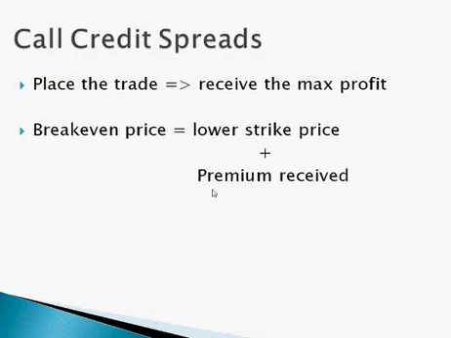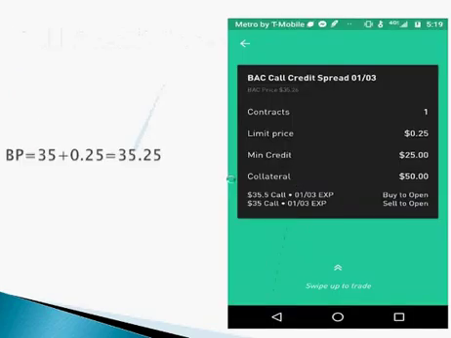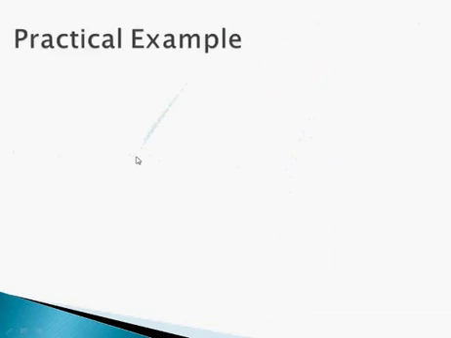The break-even point for a call credit spread is going to be the lower strike price plus the premium received. Let's look at it. The break-even point is going to be the lower strike price over here, which is $35, plus the premium, which is 0.25. This is going to be the break-even price for this spread trade. We're going to look at a practical example. I'm going to show you exactly how to place that trade. We also look at an options profit calculator to help us see the projection of our trade.